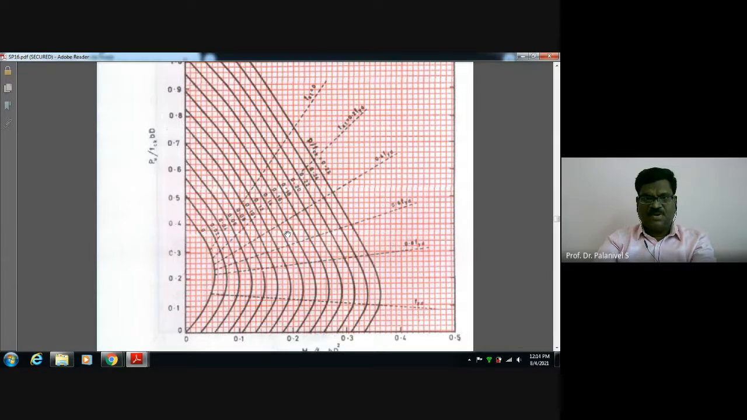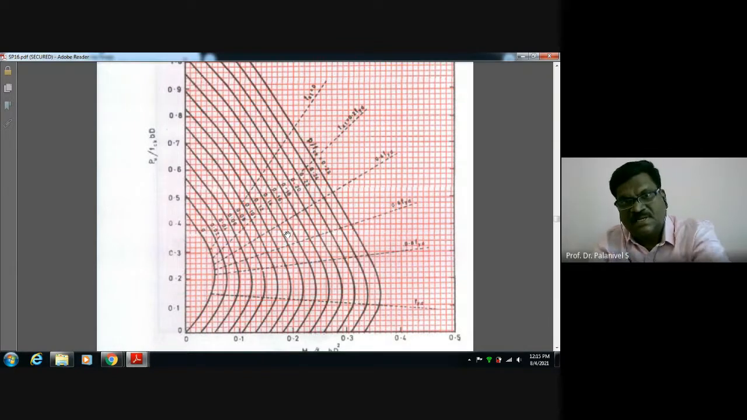Let me check 0.19. Yes, it comes somewhere here. What is that? 0.16. Somewhere here it comes. I'm getting somewhere here for this value. I'm sorry, this is 0.19. In between 0.14 and 0.16.